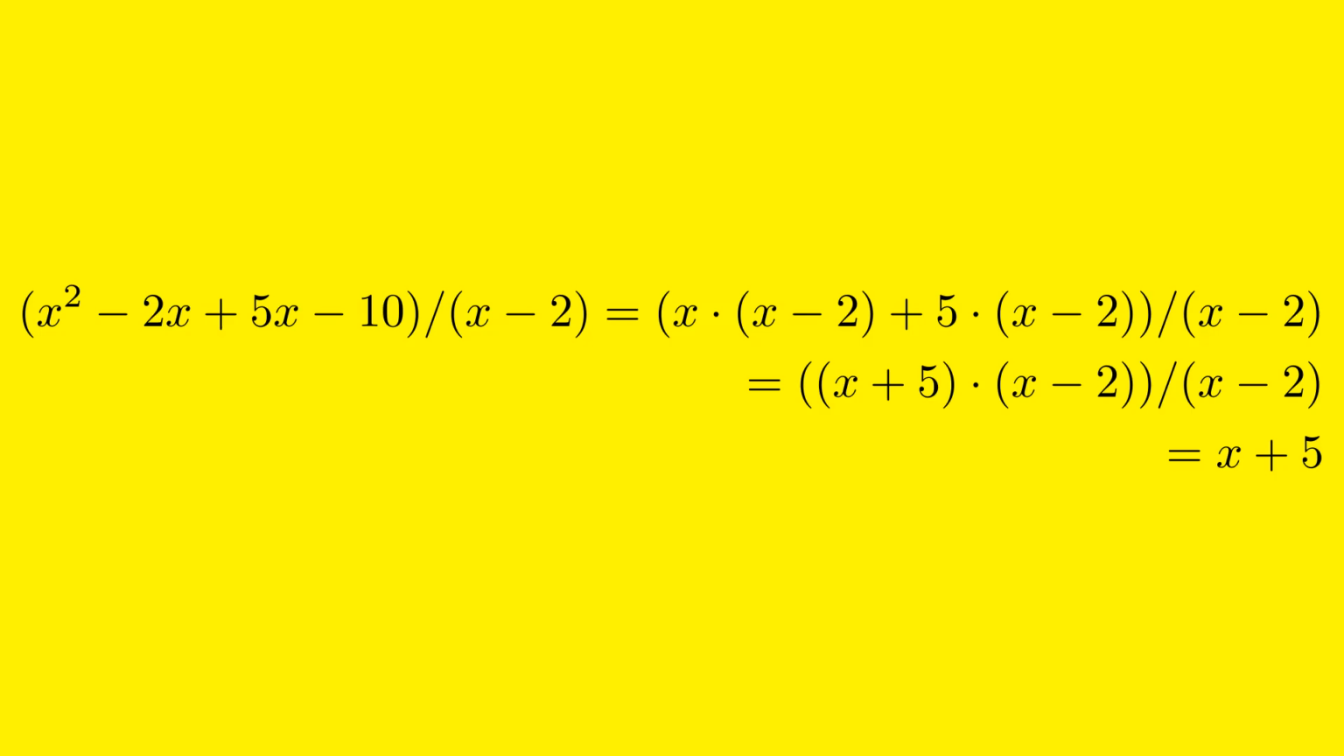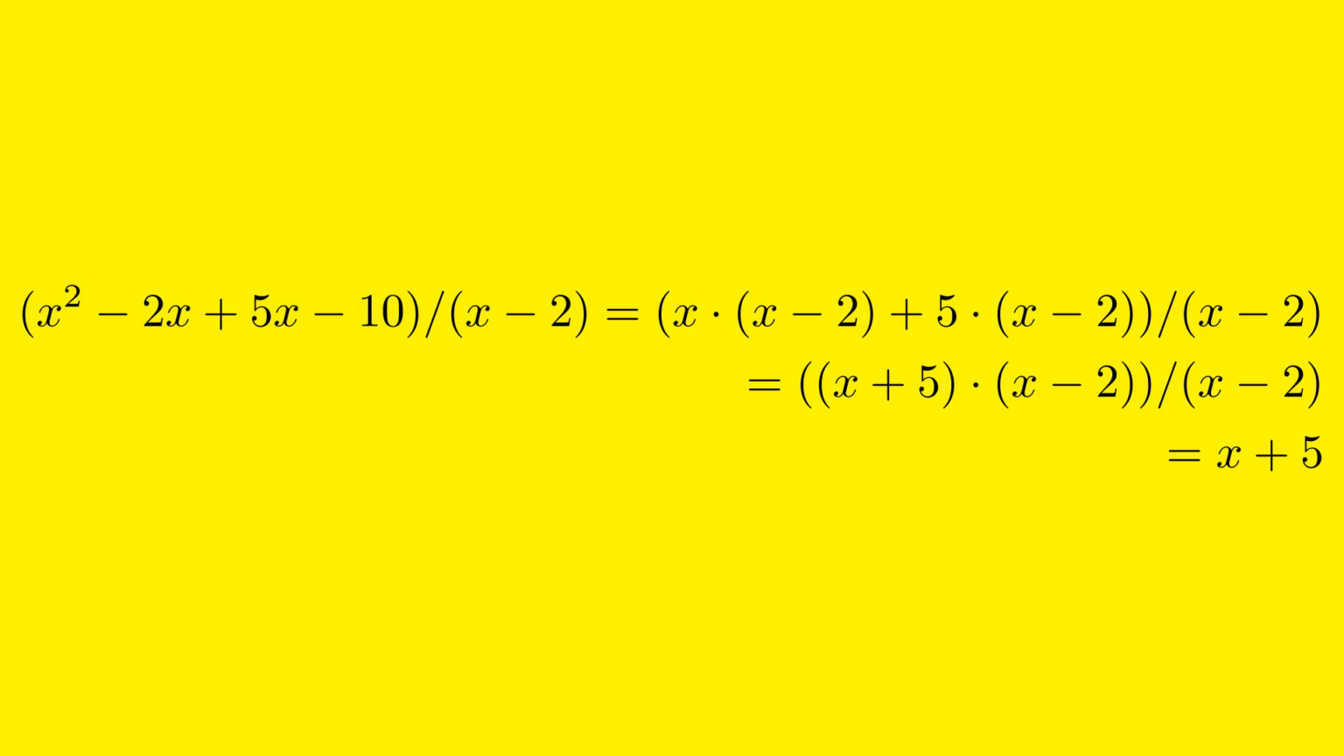Now our expression becomes x minus 2 times x plus 5 divided by x minus 2. We can simplify this further by canceling the common term, x minus 2, from the numerator and the denominator. This leaves us with x plus 5. So, the rational expression x squared plus 3x minus 10 divided by x minus 2 simplifies to x plus 5. Therefore, x plus 5 is the simplest form of our original expression.